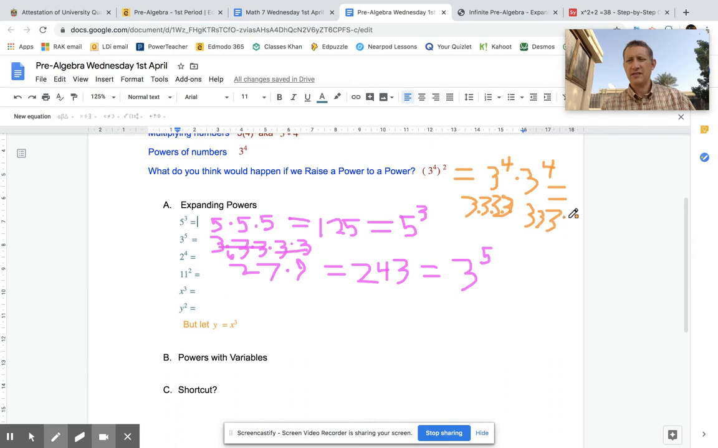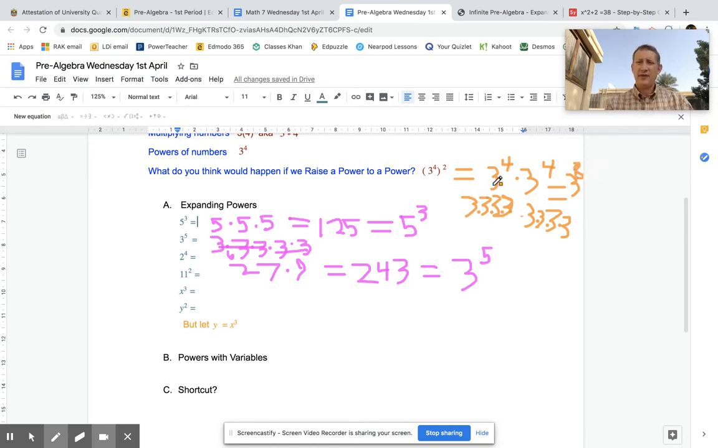4 times. We're all multiplying all these together. So how many 3's are we multiplying? 1, 2, 3, 4, 5, 6, 7, 8. So that's 3 to the 8th. Man, there's got to be a simpler way to do this, don't you think?